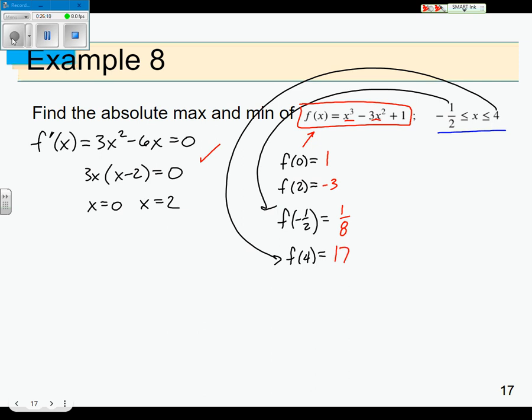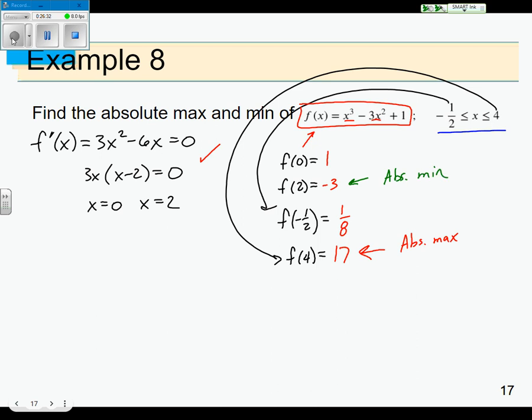Now what we're doing is looking for a winner and loser. A winner is going to be whoever has the highest value. Right here, there's my winner. I'm going to call this my absolute max. Looking for a loser. Loser is going to be the one that has the lowest value. Ooh, I went down to the negatives. This would be my absolute min.